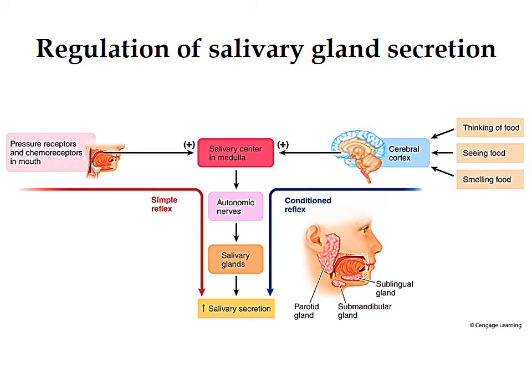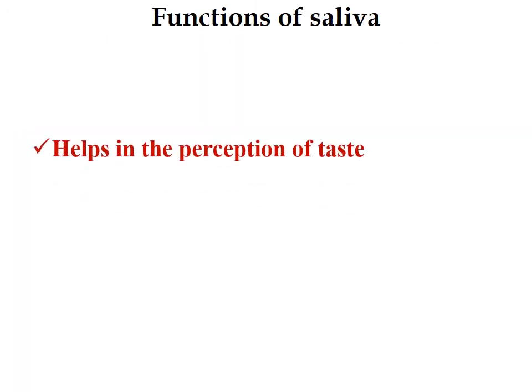So prior knowledge is very much required for the conditioned reflex to occur. This is the difference between the simple reflex and a conditioned reflex. In adult human beings, conditioned reflex is very, very strong, right? So that is important. Let us now see the functions of saliva.